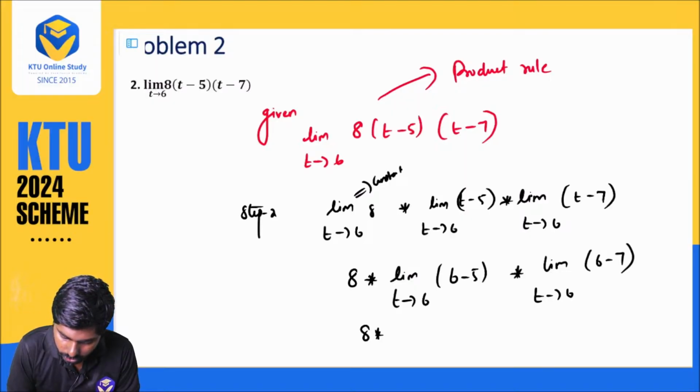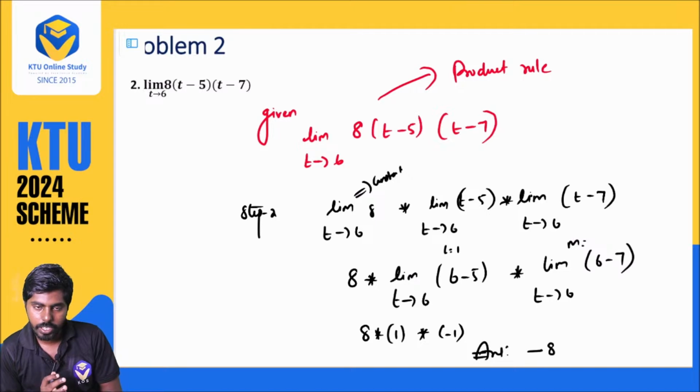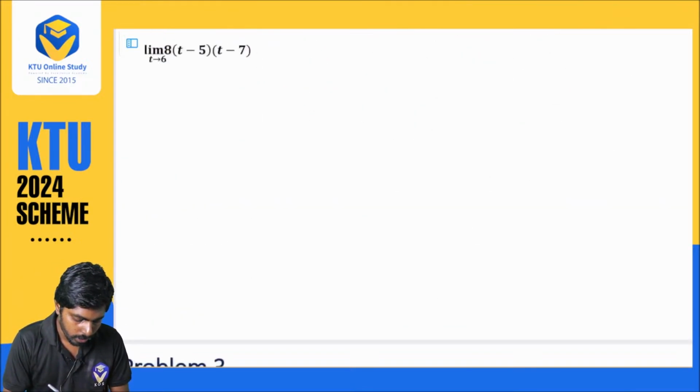So 8 into what will we be getting here? L is nothing but 1 we will be getting. So 1 into m, m we will be getting minus 1. So minus 1. So ultimately what is the answer? The answer is minus 8. Now we'll move on to problem number 3.